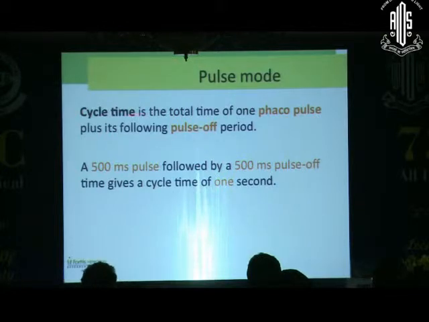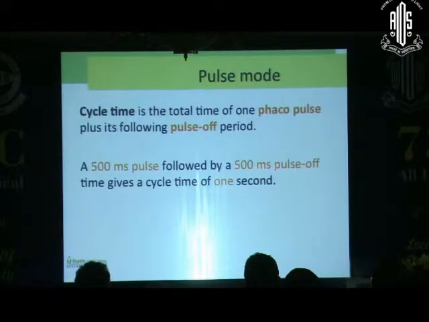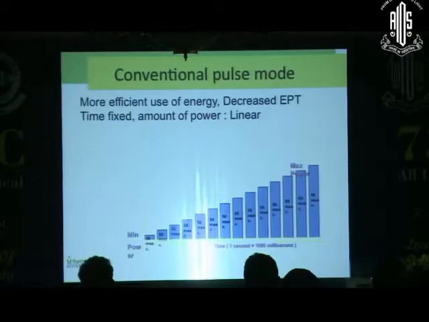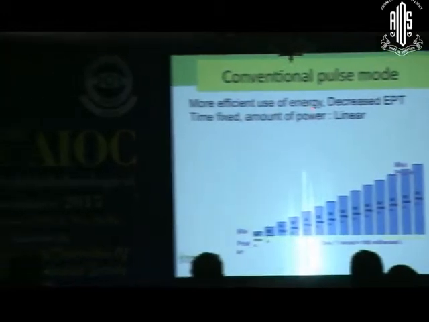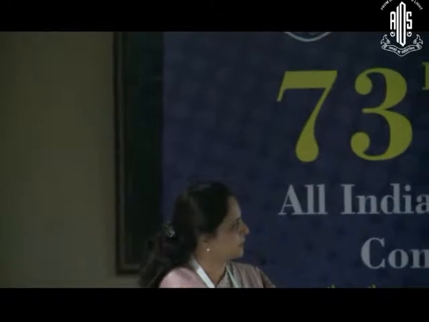So basically this is described by a cycle time, which is the total time of a phaco pulse plus its off period. So that means if there is a 500 milliseconds of pulse, it will be followed by a 500 milliseconds of no power, pulse off, giving a cycle time of 1 second. So this is giving us a more efficient use of energy. Our effective phaco time will be decreased, and the time of the pulse is fixed, but the more you press the foot pedal, you can increase the amount of the power that is being delivered.